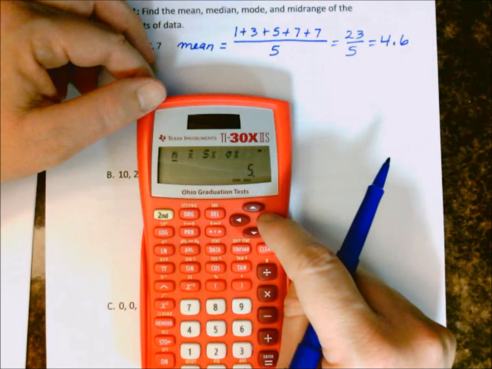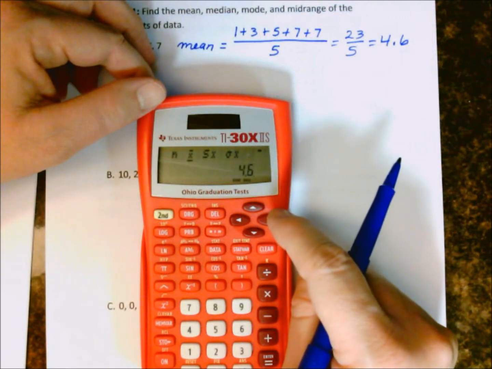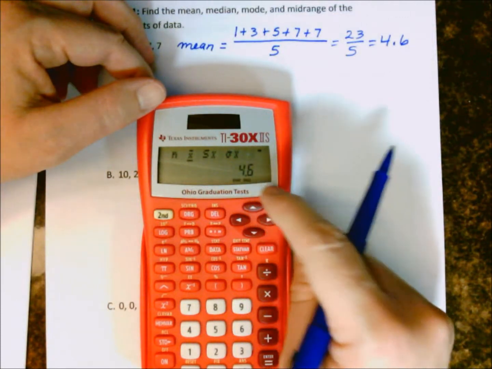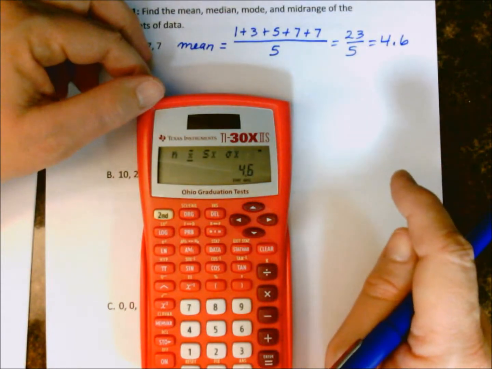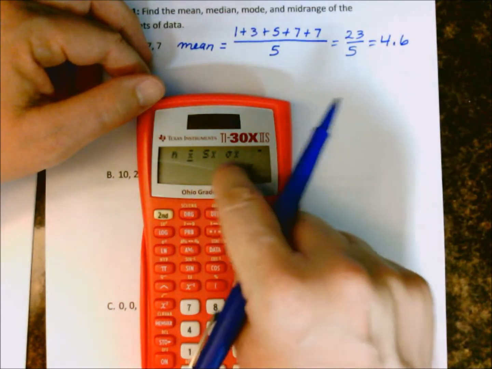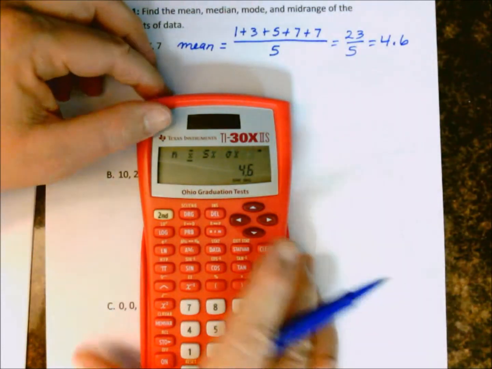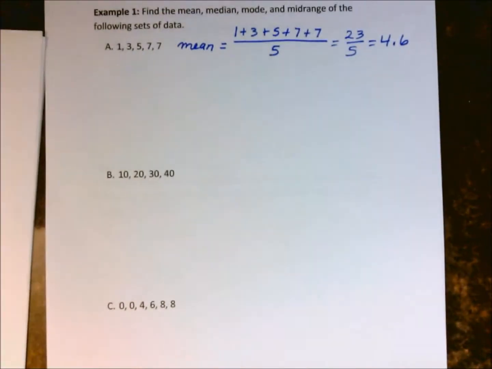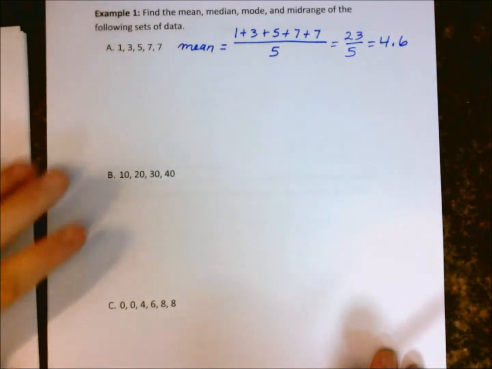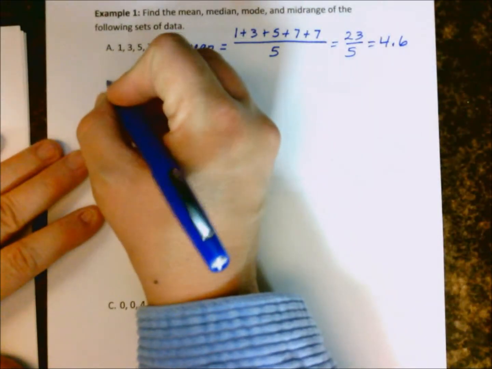If I arrow over 1, you'll see an X with a bar over it. That is the mean, and it displays 4.6, which is what we got when we calculated it by hand. These others will come up in the next section, and we'll cover them then. So I'm going to move this out of the way at this point, and we'll do the next measure of central tendency, which is the median.